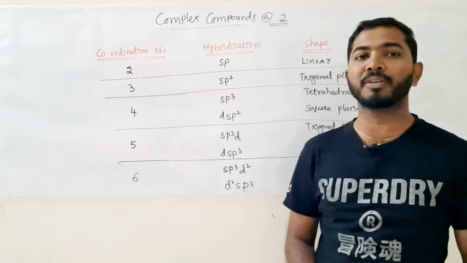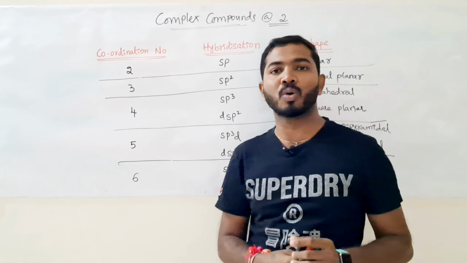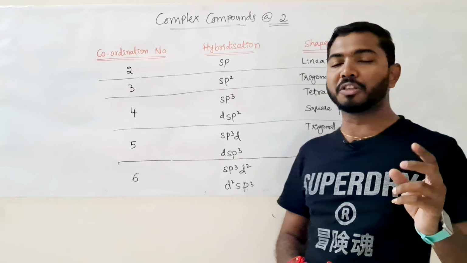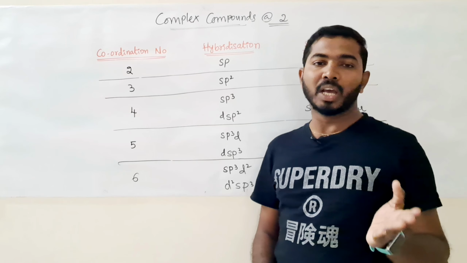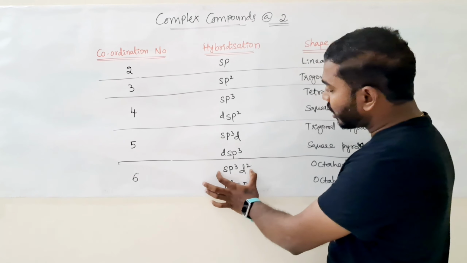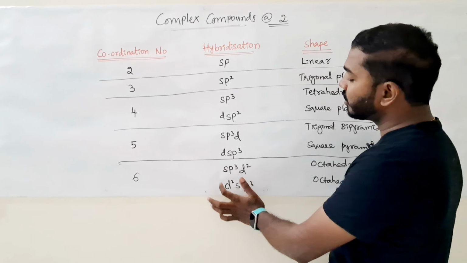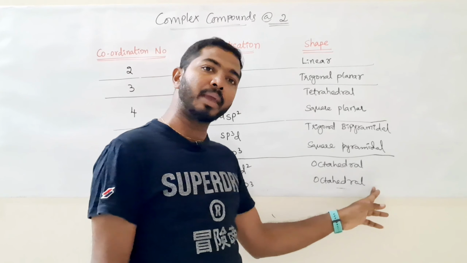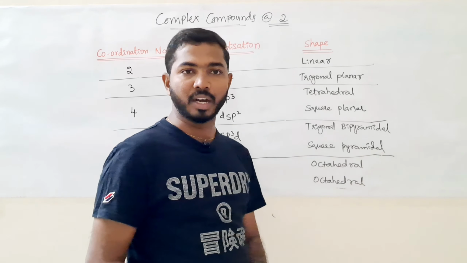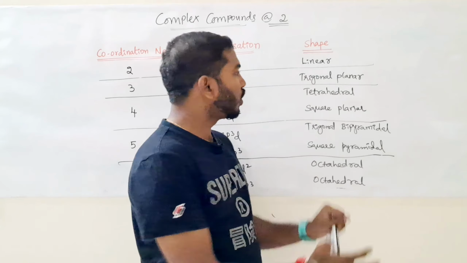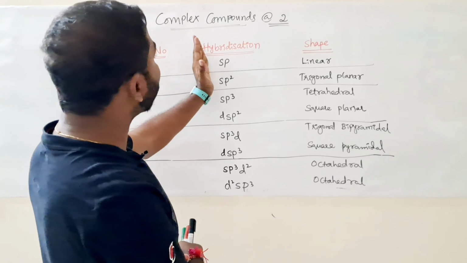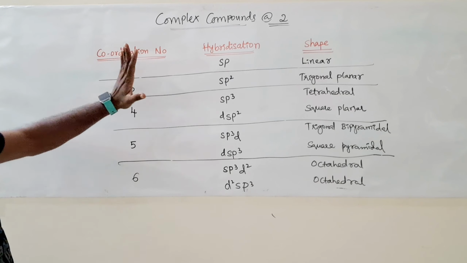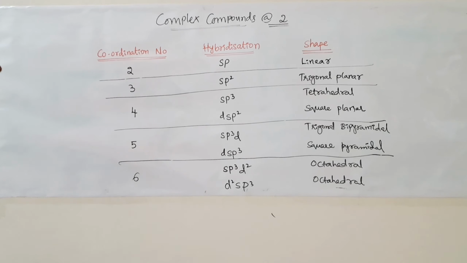Now let's move on to coordination number 6. If the central metal atom has a coordination number of 6, it again has two possibilities, sp3d2 and d2sp3. In both hybridized cases, the shape of the complex is the same, octahedral. So this is about the possible hybridization and shape with respect to the coordination number. Hope you understood. Please try to make notes or take a screenshot of this.